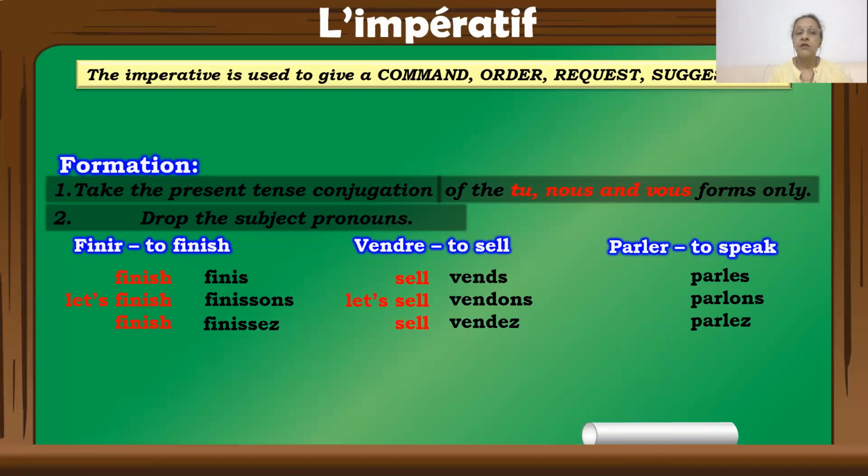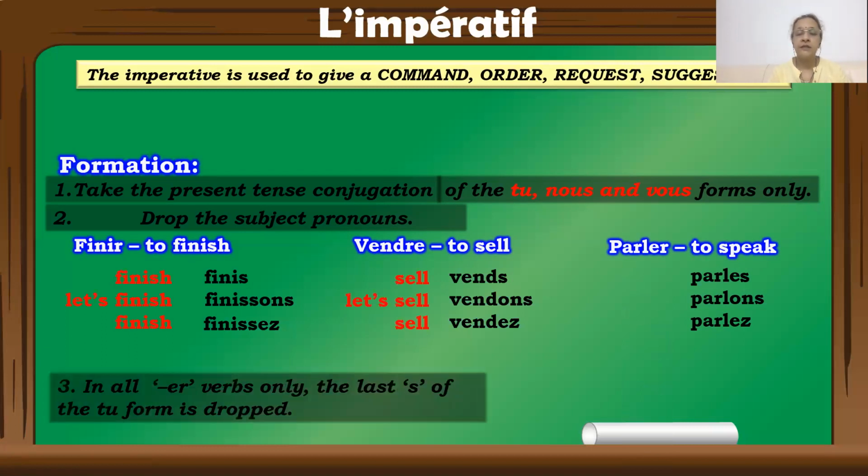The third rule is in all the ER ending verbs. I am specifying, in only the ER ending verbs, the last S of the tu form is dropped, and I get my imperative of parler: speak, let's speak and speak.